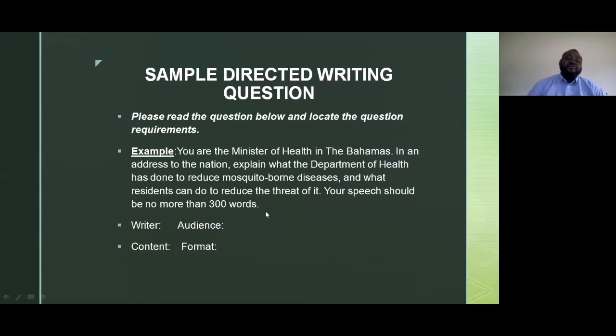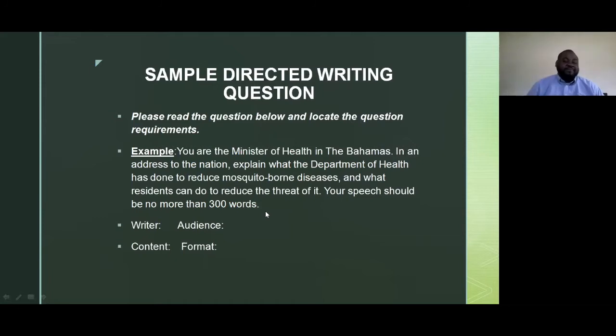Sometimes you may be asked to write a formal letter. Sometimes you may be asked to write an article. Sometimes you may be asked to write a journal entry. Each of those format types has different requirements. For instance, in this particular question where I'm addressing the audience, I must first introduce myself. I must also address my audience directly. But even more importantly, I must state the purpose of my speech. I must use a conversational tone. And at certain points, I may even have to use a bit of we or I to include the Bahamian people in it because I'm a representative figure.